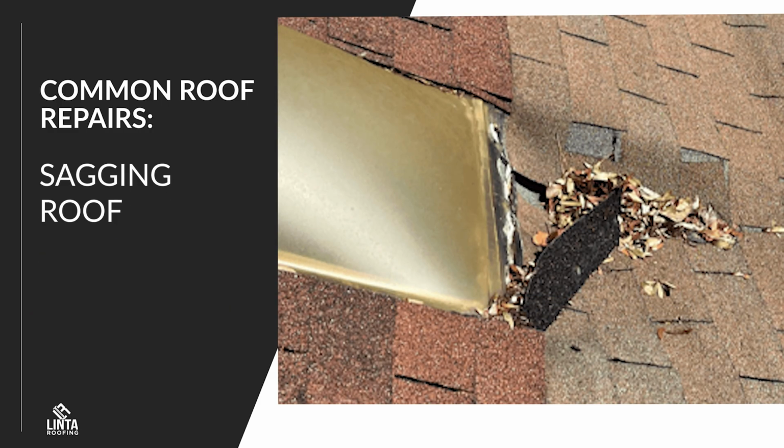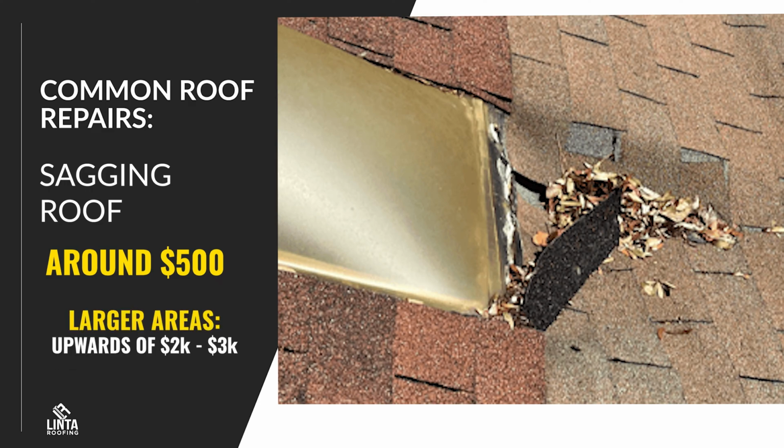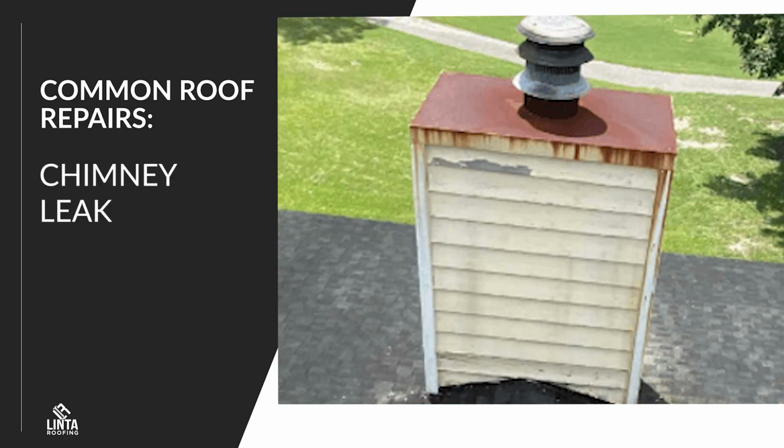Sagging roof. If you have a sagging roof, then it's likely you have some rotted wood. In a situation like this, you could expect to pay about $500 to have that rotted wood replaced. If you have a large area in need of replacement, you could pay upwards of $2,000 to $3,000 for a repair of this nature.